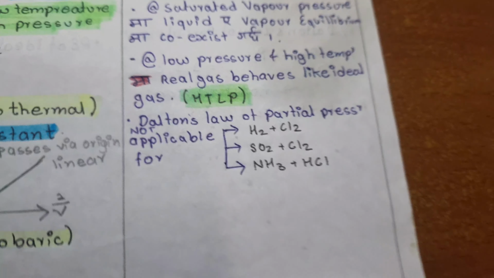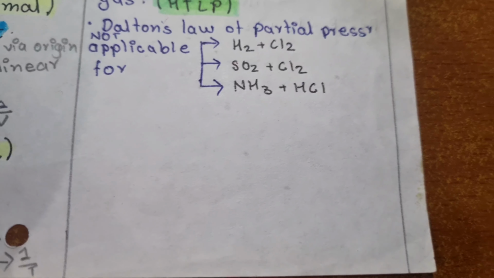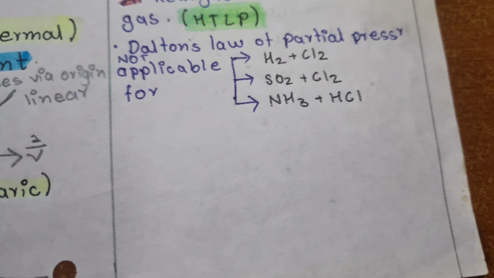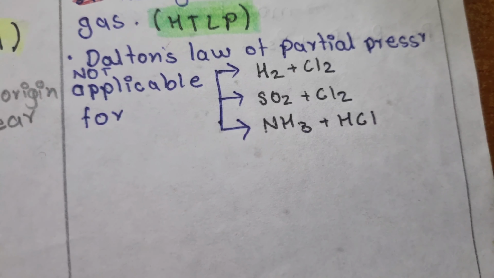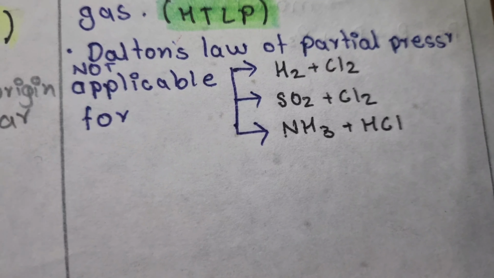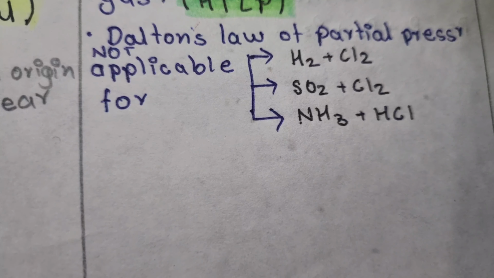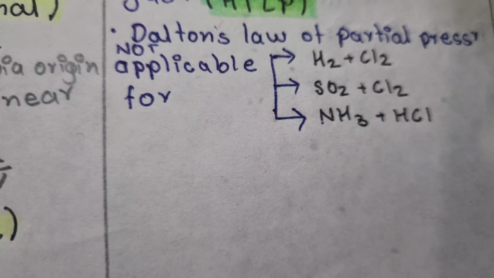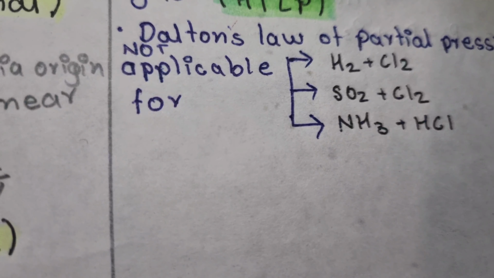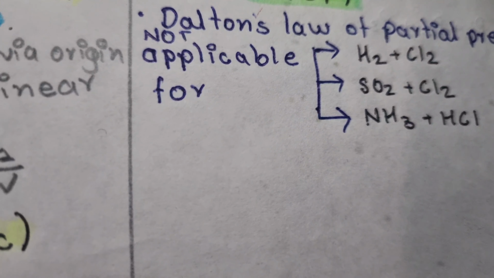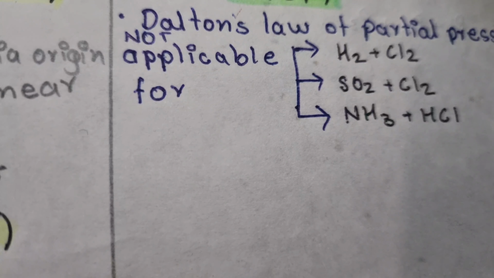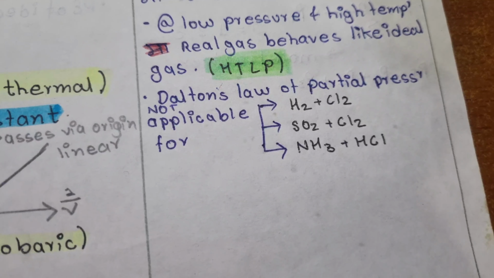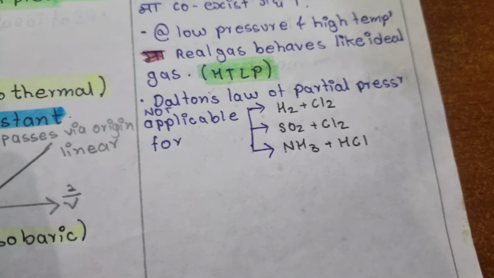Dalton's law of partial pressure. Now Dalton's law is not applicable for certain gas conditions. First, let us understand what Dalton's law is. Dalton's law of partial pressure states that the total pressure of a mixture of non-reacting gases is the sum of the partial pressures of the constituent gases. That is, in a mixture of non-reacting gases, the pressure a gas would exert if it were present alone in the container is called the partial pressure of that gas. That is not applicable for the combination of these gases.